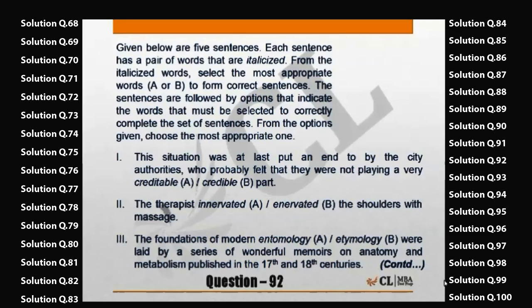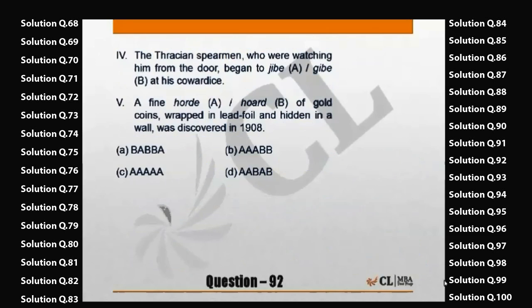So it says that wonderful memoirs of anatomy and metabolism, and this is why the correct answer should be entomology, which means the study of insects, while the other word, etymology, is the study of words, which is not at all part of the context here. Let's move on to sentence number 4.